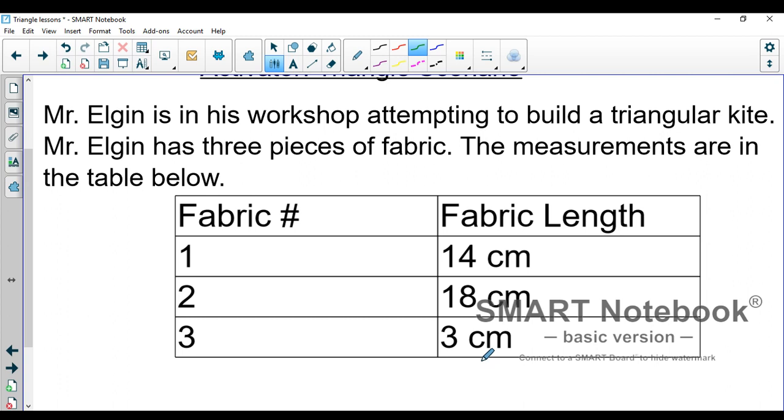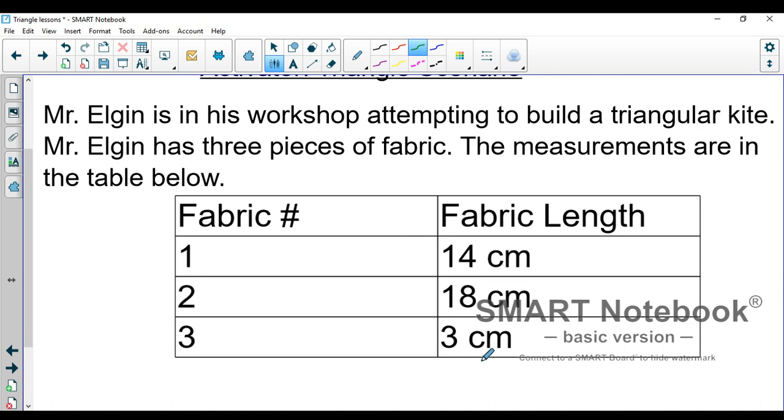Okay, so yesterday's lesson, you went through some basic types of triangles, how to classify them by angles like acute or right or obtuse, and by sides, equilateral, isosceles, scalene. Today we're going to look at another property of triangles. We're going to look at its side length.